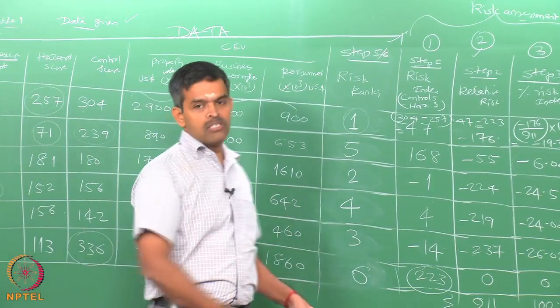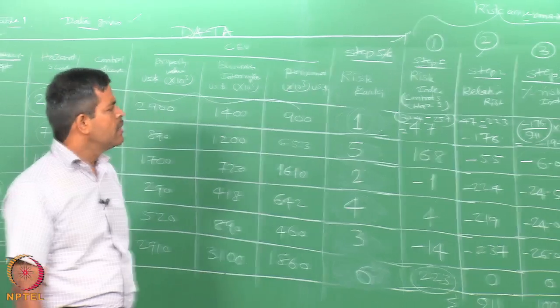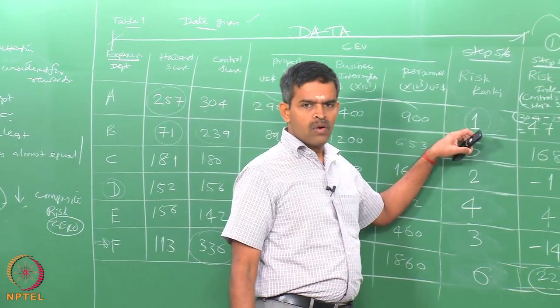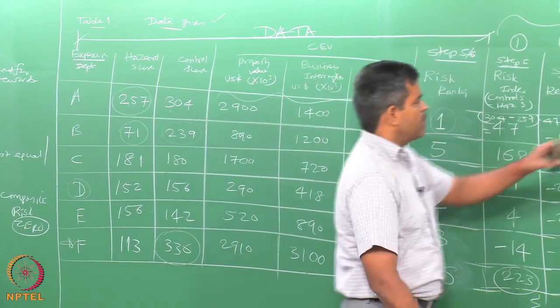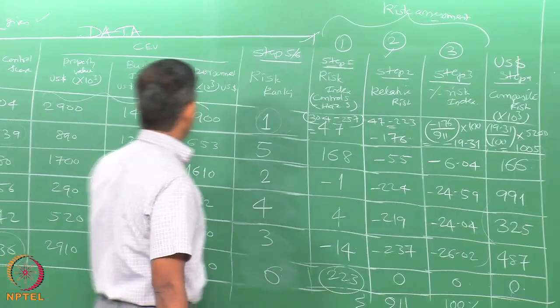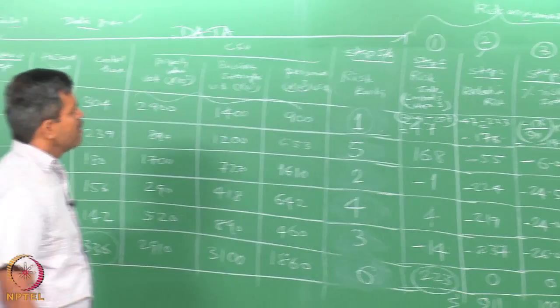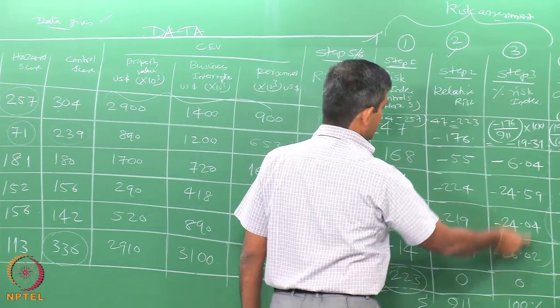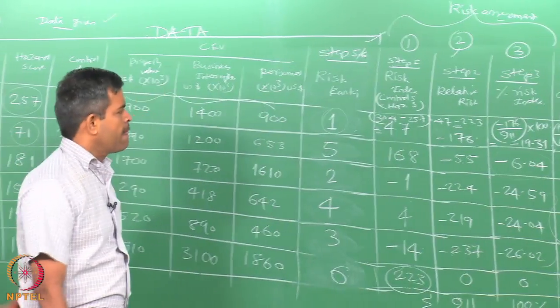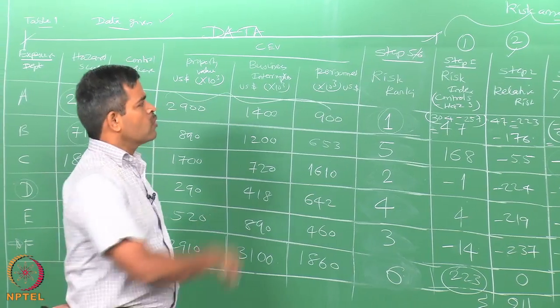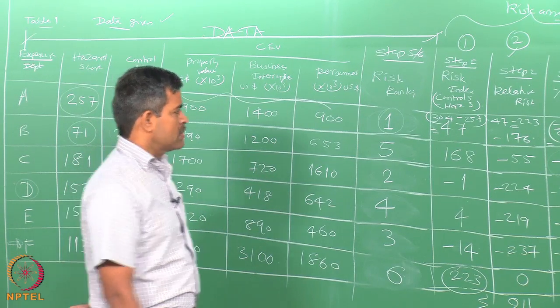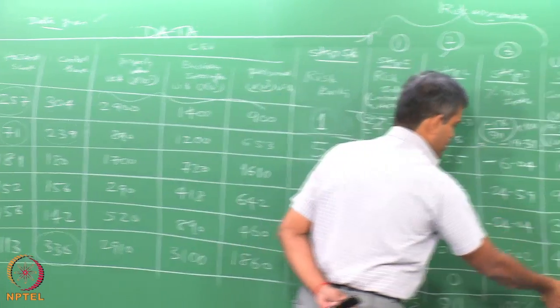I have a second question for the viewer here. To really get the risk ranking, why do we need to go to step number 4? Why can't we get the risk ranking directly from the percentage risk index itself? Why do you have to go to step number 5 or step number 4 to really get the risk ranking?